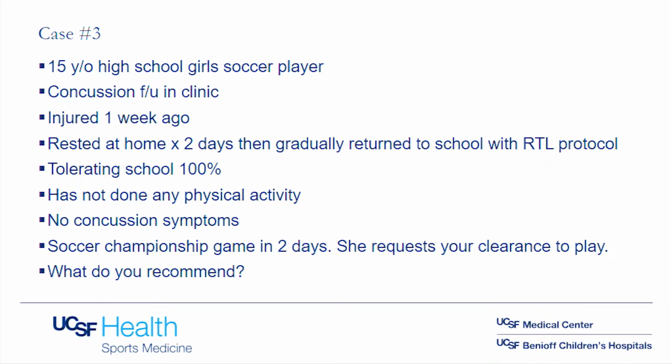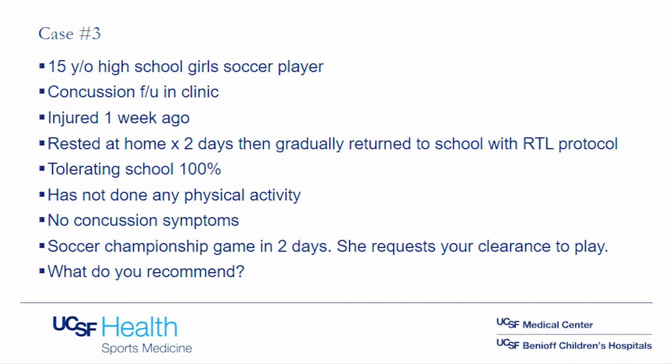All right, case number 3. This is a 15-year-old high school girls soccer player who comes to concussion follow-up in your clinic. She was injured a week ago, and she rested at home for 2 days and then gradually returned to school with your return to learn protocol. She's tolerating school 100%. She has no issues with school. But she hasn't done any physical activity yet. She has no concussion symptoms. She tells you her soccer championship game is in 2 days, and she'd like clearance from you to play.